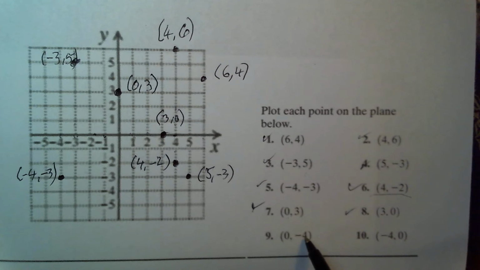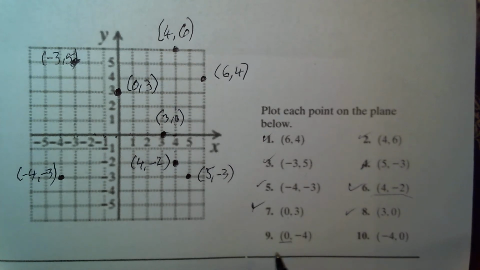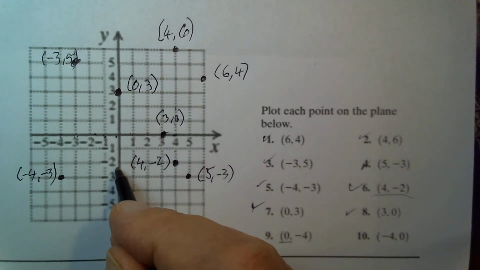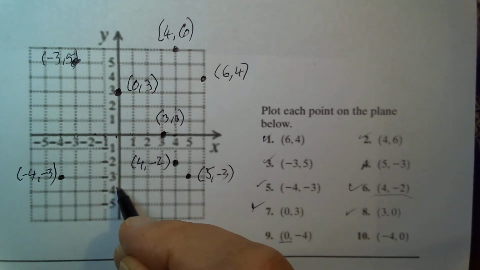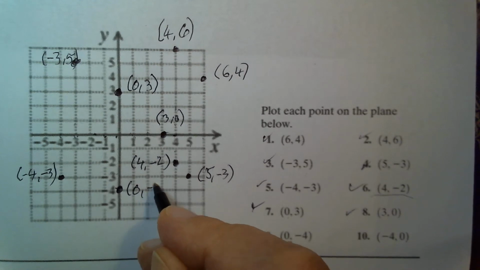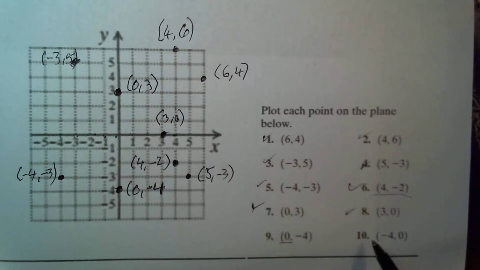And then 0, minus 4, again, we start at 0, we remain at 0, that's what it tells us here. And we go 4 down, 1, minus 2, minus 3, minus 4. So this is a point 0, negative 4. And again, it's on the y-axis.